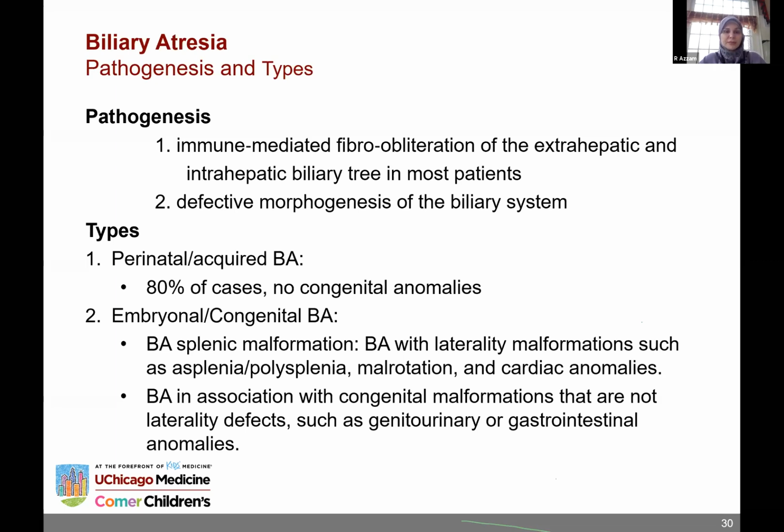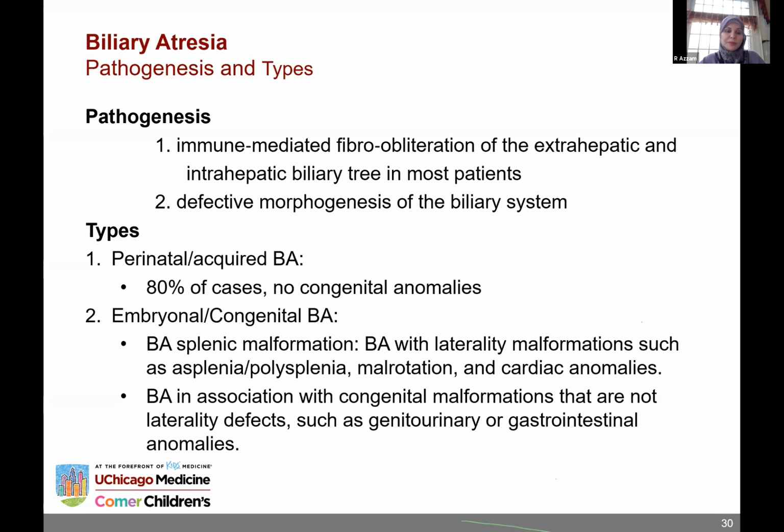And the second big category of pathogenesis is intrauterine problems, mainly through defective morphogenesis of the biliary system. It's more common to have the first one rather than the second, and those patients are called acquired biliary atresia or perinatal biliary atresia, where they do not have congenital anomalies, and that is seen in 80% of cases. 20% of patients have other congenital abnormalities.